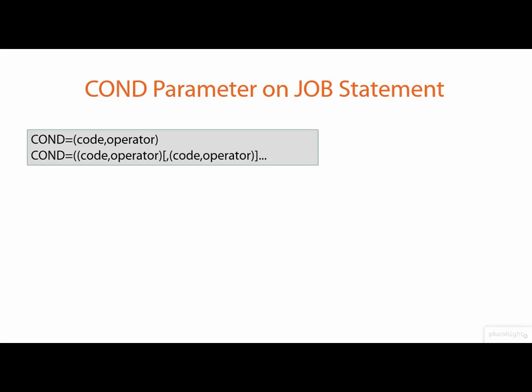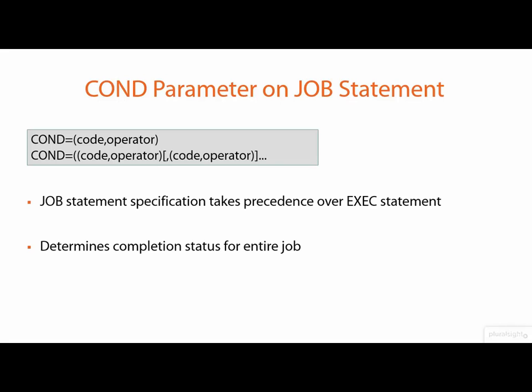So this is a way of basically allowing the global specification of a particular check. In this case, the job specification does take precedence over anything that would be on an execute statement. And as a result, we are looking at the overall status for the entire job. That's the purpose of this.